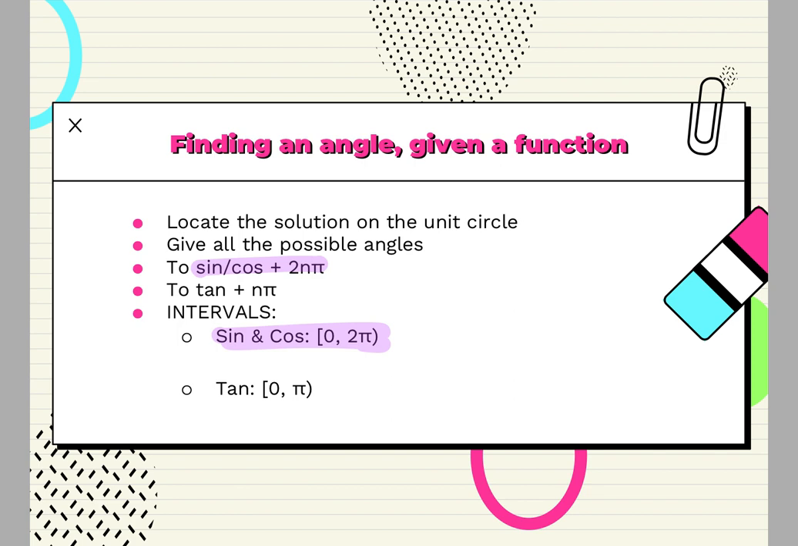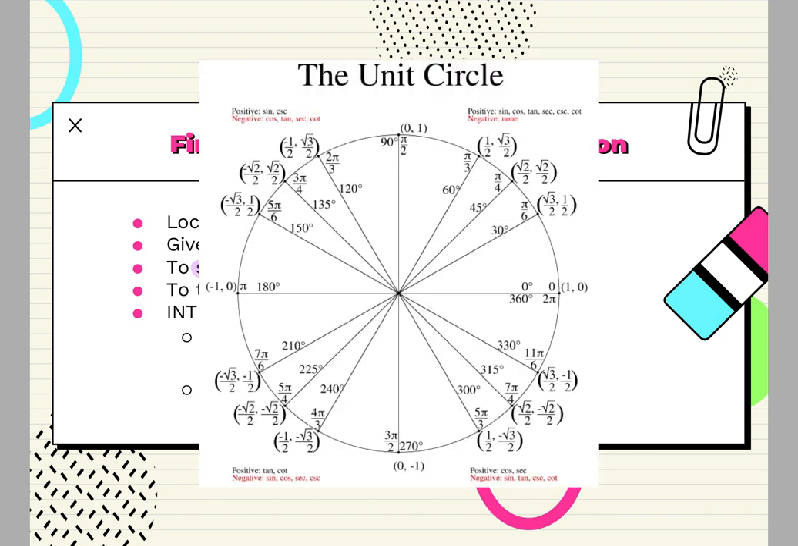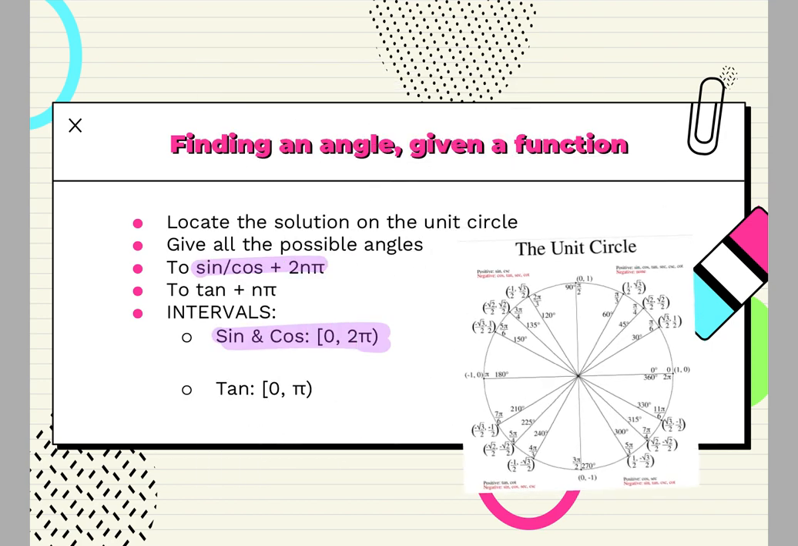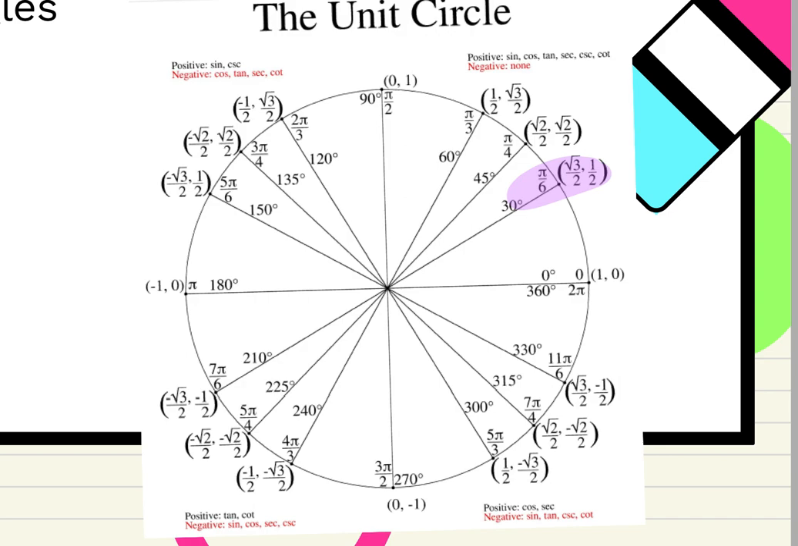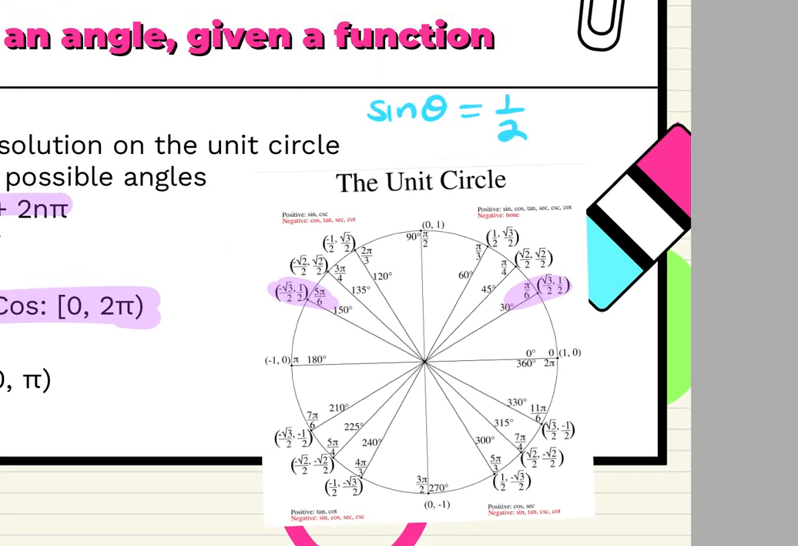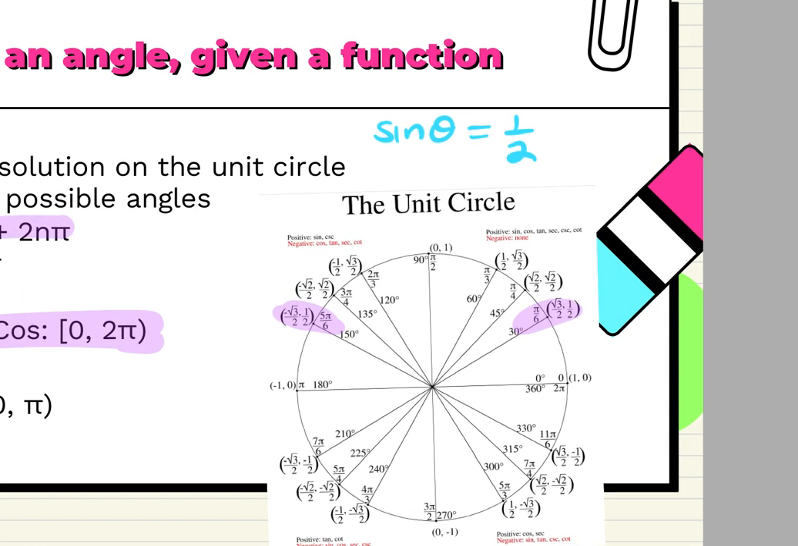So if I had a question that just said tangent, I mean, it won't be this easy, but let's do sine. Sine of theta equals 1/2. Then I'm going to go to my unit circle, and I'm going to find everywhere the y value is a positive 1/2. And that happens here, and it happens here. And I would give those two answers in radians because the directions told me 0 to 2 pi. That's my indication that it's radians. So pi over 6 and 5 pi over 6 are the two answers because it happens twice.